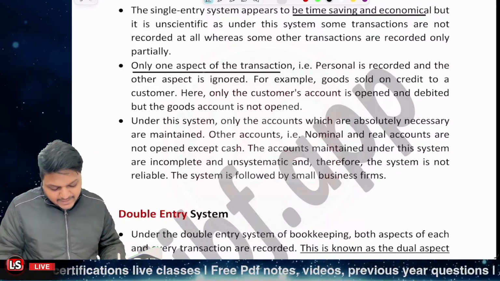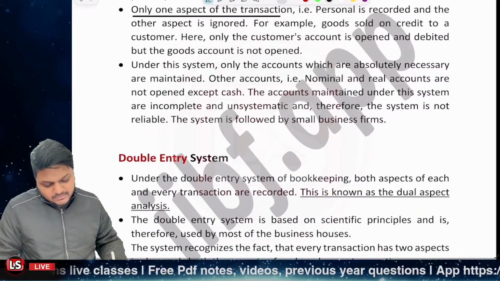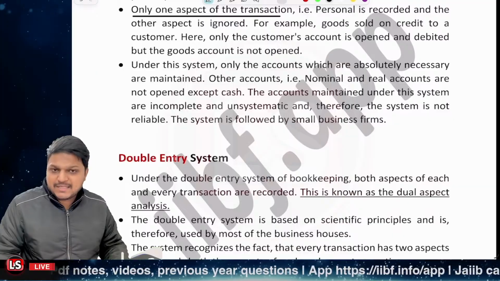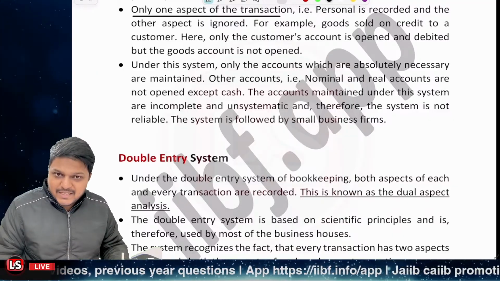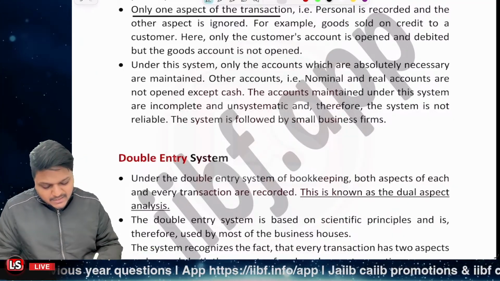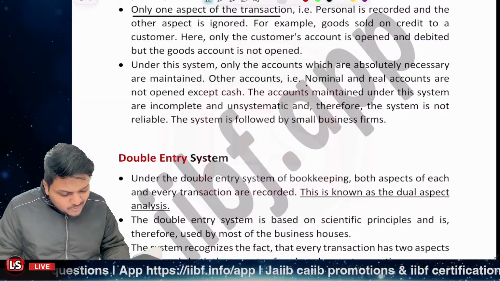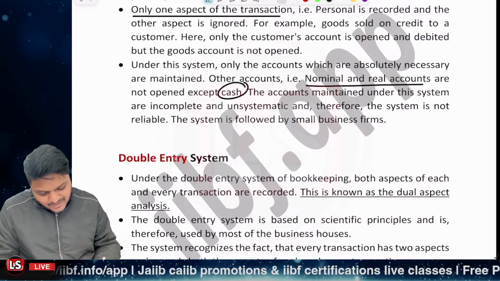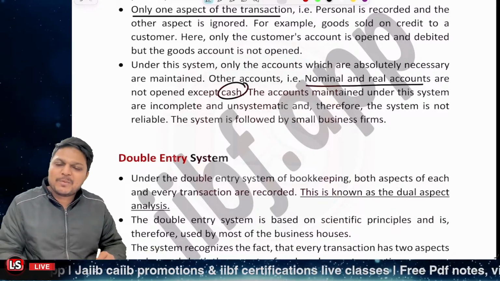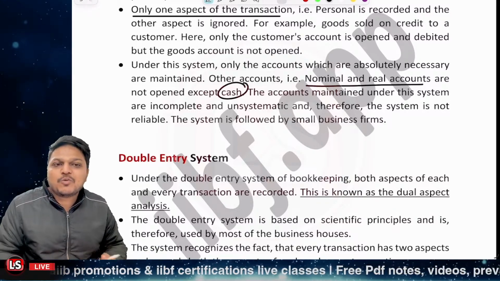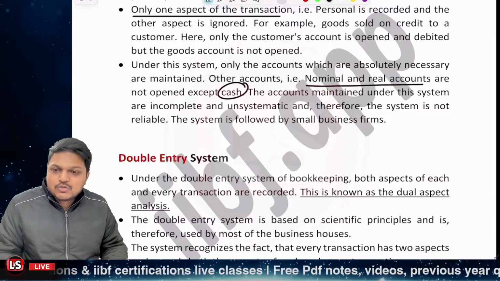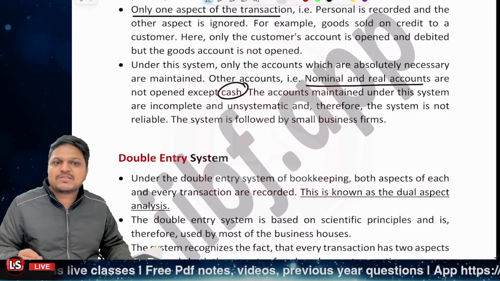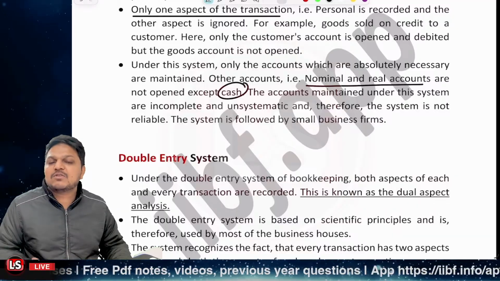And further, under this system, the nominal and real accounts are not opened except the cash, right? You should be noticing that under the single entry system, nominal accounts are not opened, real accounts are not opened, just the cash account is opened. So the accounts maintained by way of the single entry system are incomplete, not systematic, and therefore that system is not reliable.